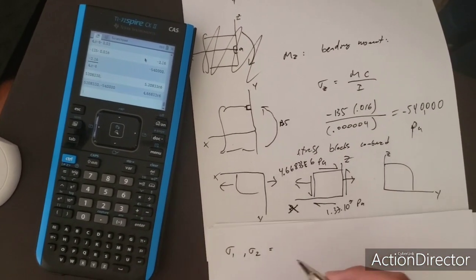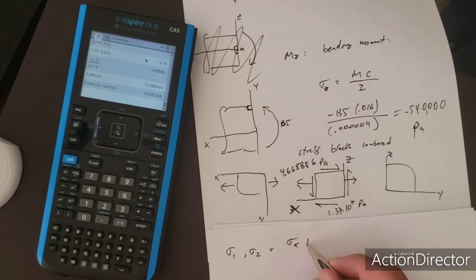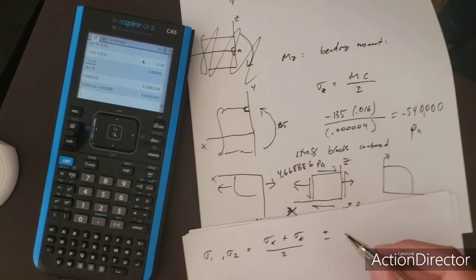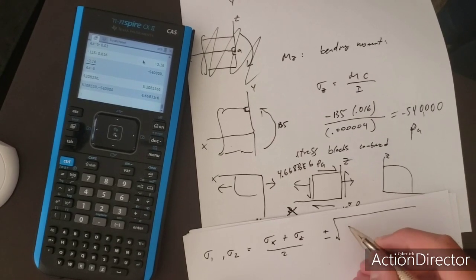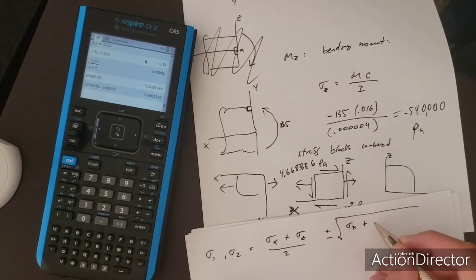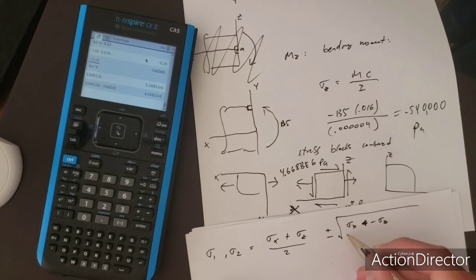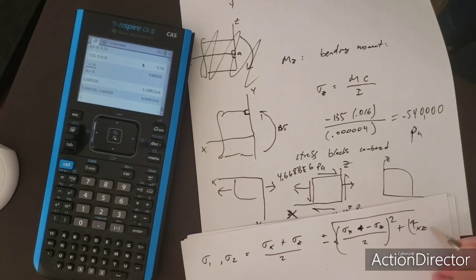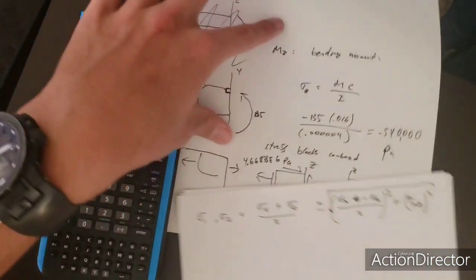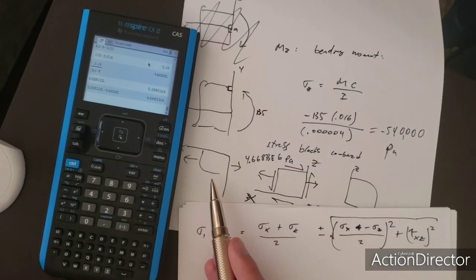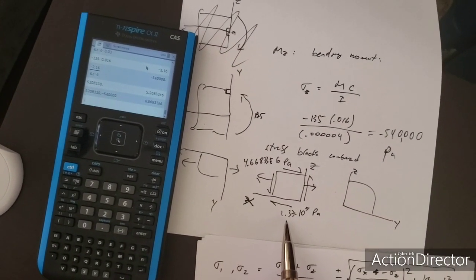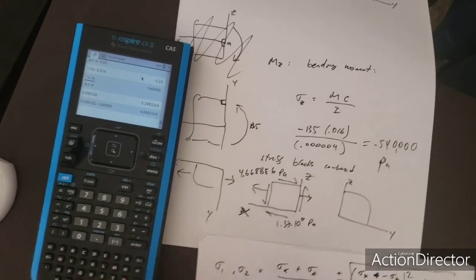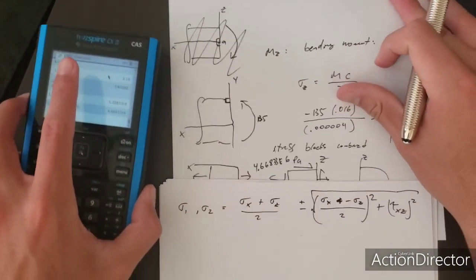So here I have sigma X plus sigma Z divided by 2 plus or minus the square root of sigma X minus sigma Z divided by 2, you square that, plus shearing stress XZ squared. So what I mean is, if I had a bigger number here in the shearing stress than this one, then instead of XZ here, it would be, let's say, XY. That's what I meant.